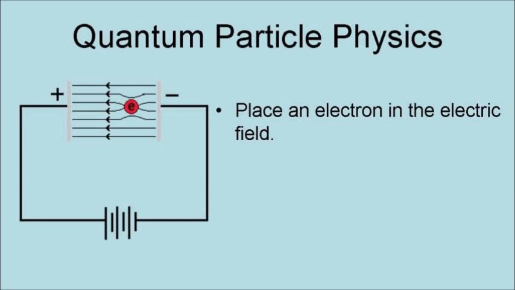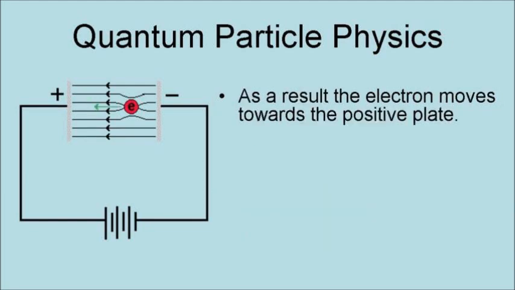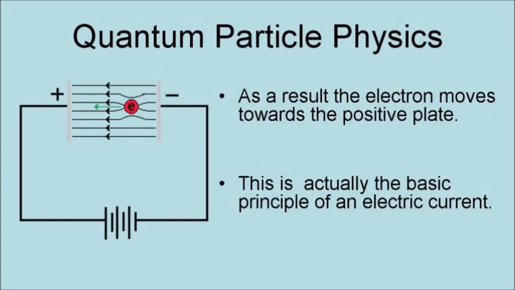As you can see, the electric field occupies all of the space between the two plates of the capacitor. Place an electron in the electric field. The electron interacts with the electric field, causing a distortion in the field. As a result, the electron moves towards the positive point. This is the basic principle of an electric current.